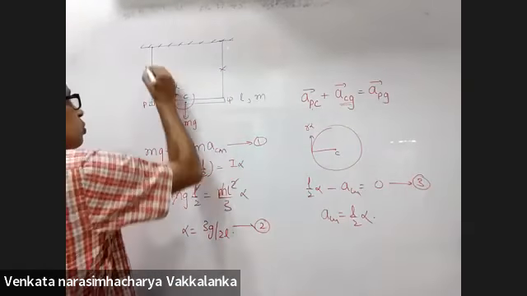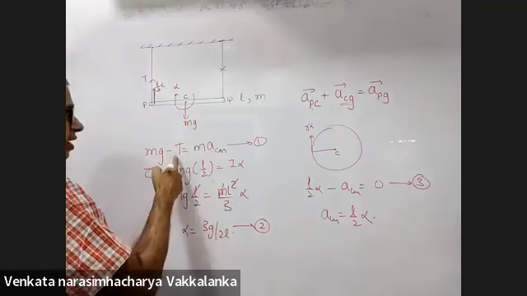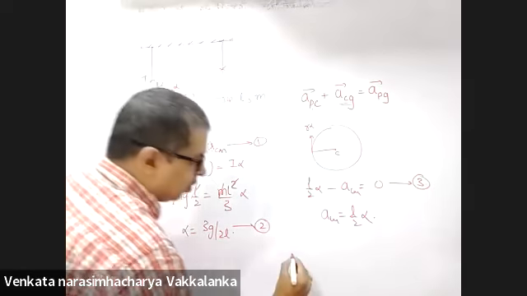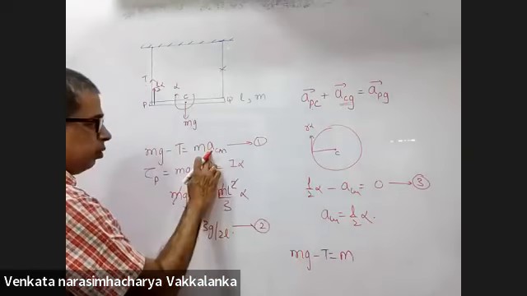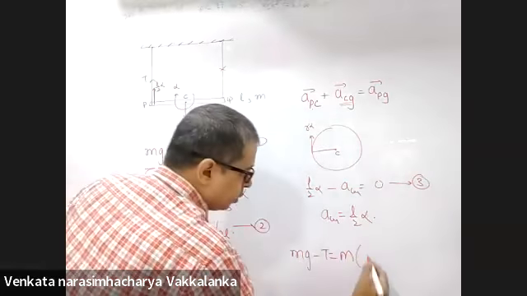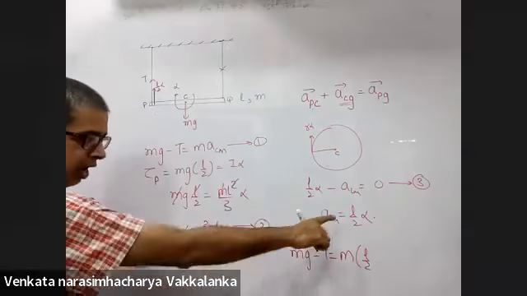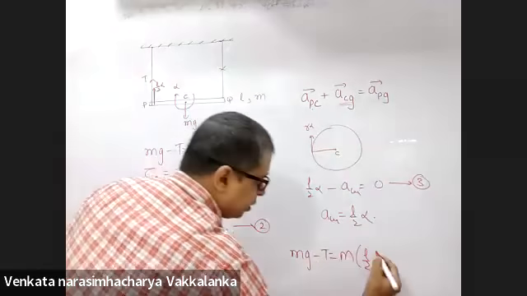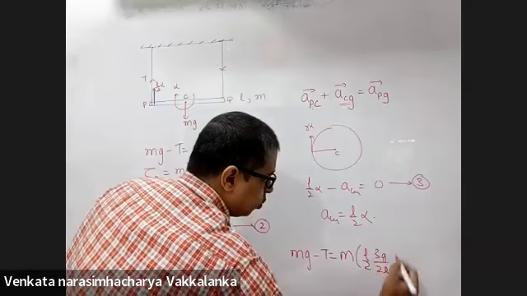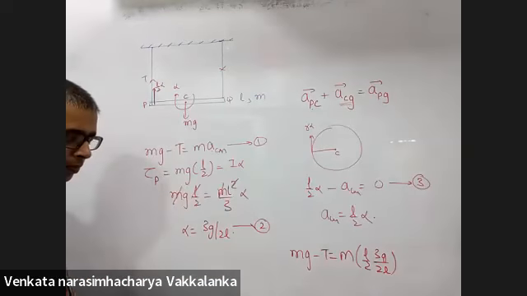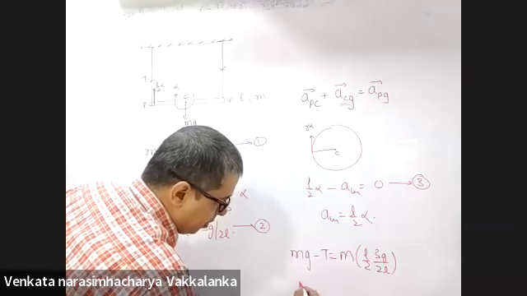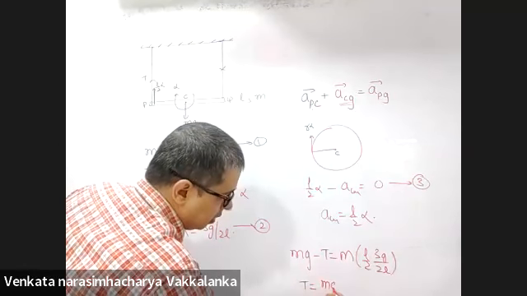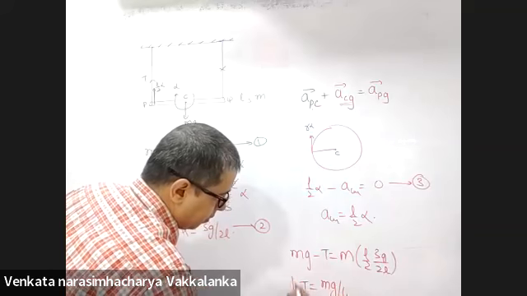Now what did they ask you? They asked you the value of T. So now what will you do? Mg minus T is M into ACM. I will substitute L by 2 alpha. Alpha I will substitute 3G by 2L. Right? This will become T is equal to Mg by 4.